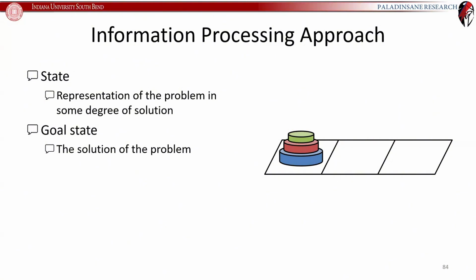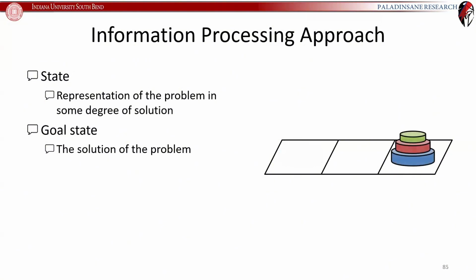So your goal state is to get the disks to a different space. So we want no disks on the first space, no disks on the second space. We want 3 disks on the third space in that correct stacked order. So notice that we have our problem. We have our initial state where we start. We have our goal state where we end up, and it's not immediately obvious how we get from this state to this state.